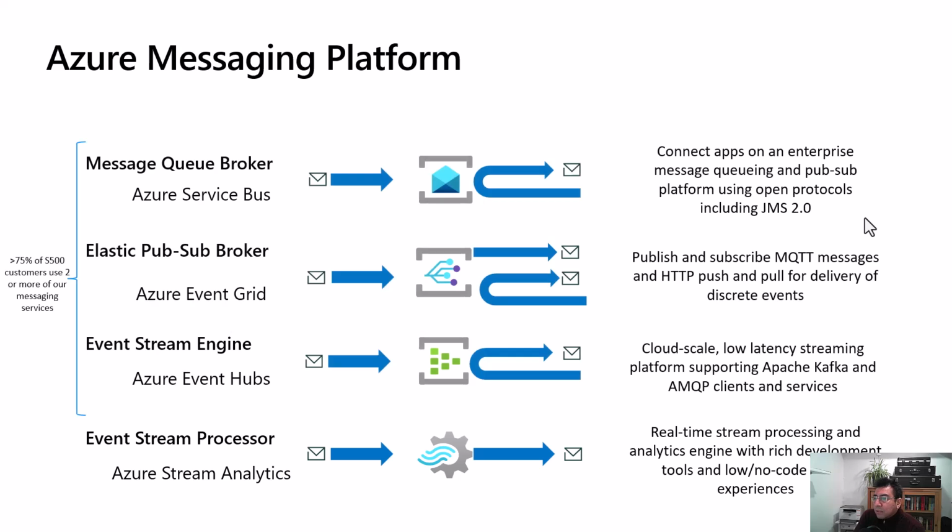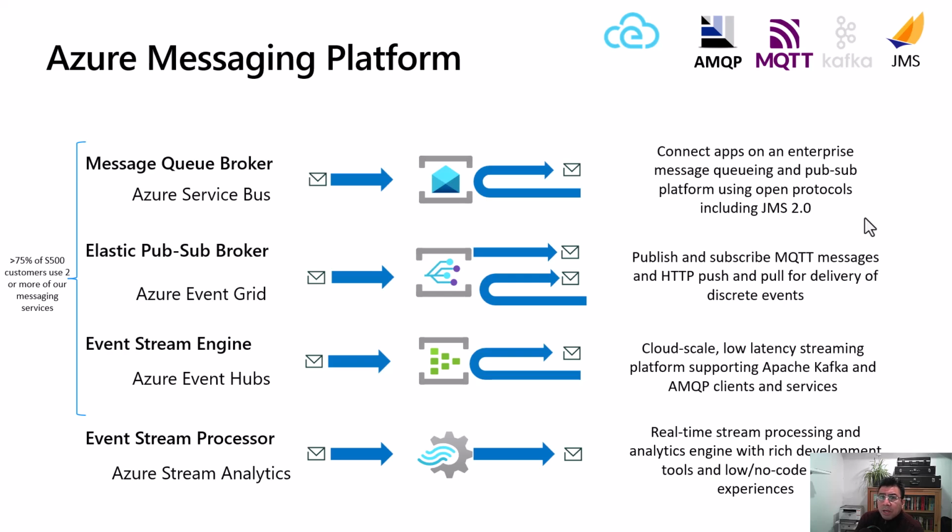And of all of these, more than 75% of our largest customers use two or more of our messaging services. They are reliable, they are modern, they grow, and they are available in the cloud, right? Let's add to that the support of AMQP, MQTT, Kafka, and JMS.